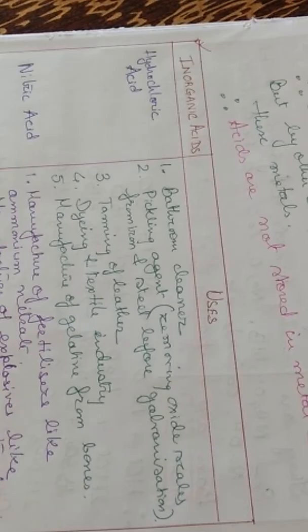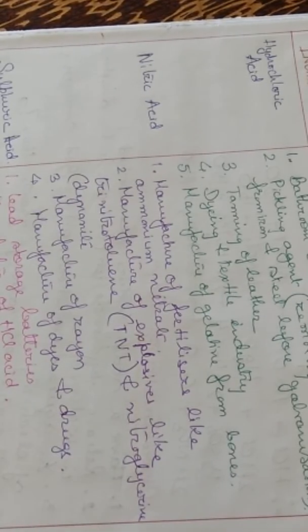Then it is used in the tanning of leather, for dyeing and in the textile industries. It is used in the manufacture of gelatin from bones. Then nitric acid is used in the manufacture of fertilizers like ammonium nitrate. It is used in the manufacture of explosives like trinitrotoluene, that is TNT, and nitroglycerin, that is dynamite. It is used in the manufacture of rayon. Then it is used in the manufacture of dyes and drugs.